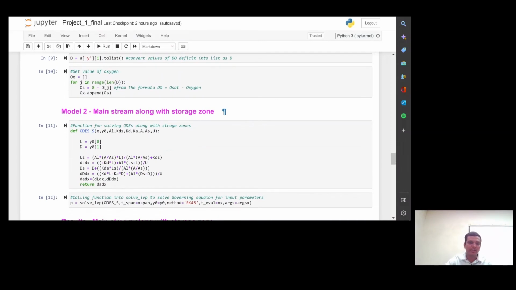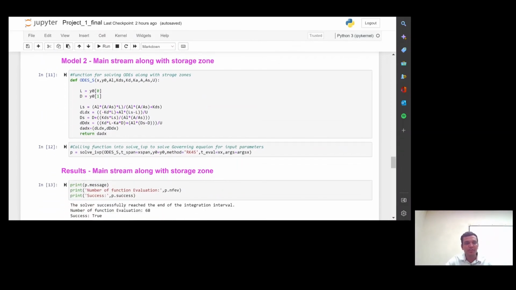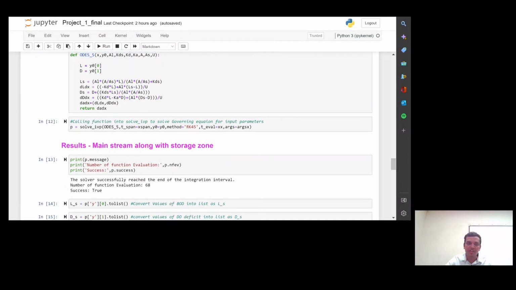Now I will explain the further model, that is model 2, which is mainstream along with the storage zone. So here we did the same as for the mainstream without storage zone, we made a function, we gave the name ODS in the storage zone. So here we have four equations to solve, because there will be the value of LS and DS in the storage zone with the alpha 2. So we'll take three values and solve the four equations.